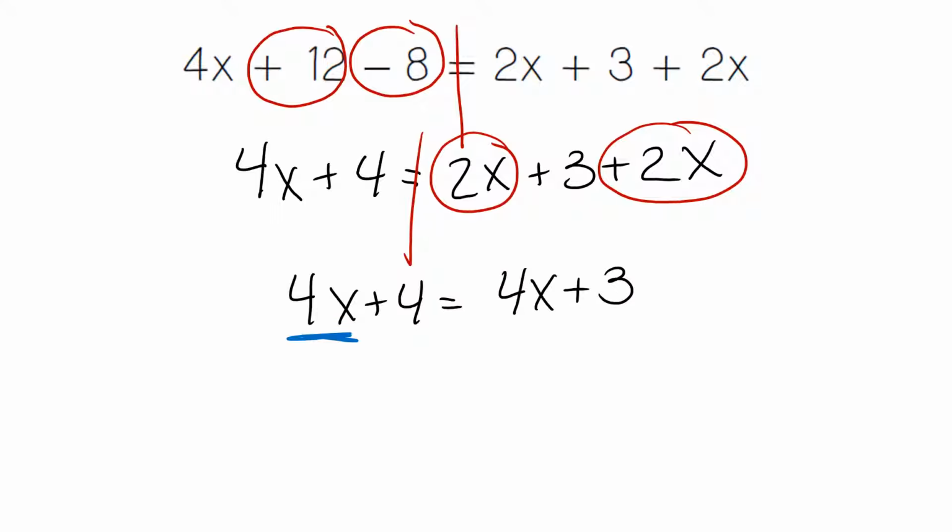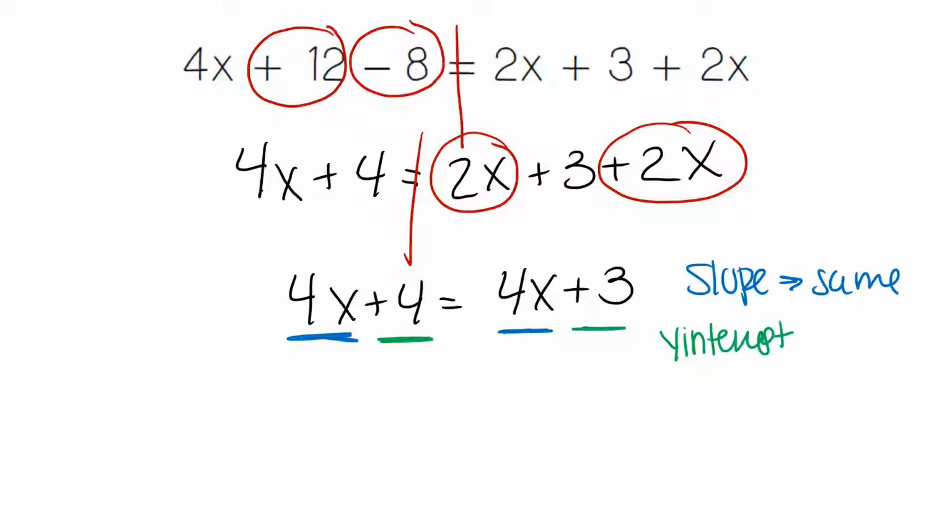We can see here that our 4x and the 4x are the same. So that's our slope. And we can see that the plus 4 and the plus 3, the y-intercepts, are different. This should result in a no solution problem.